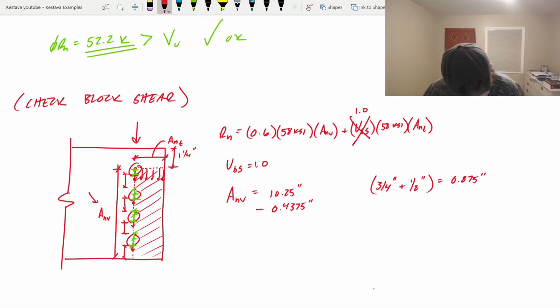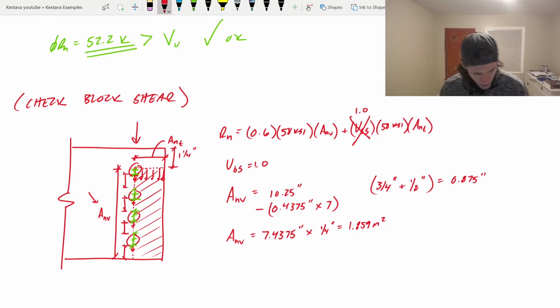So I would do 0.4375 times 7, and I'd subtract that from 10.5. That would get us A and V equal to 7.4375 inches. And remember, it's not technically A and V yet. We need to multiply by the thickness of the plate, so times 1/4 inch, 1.859 inches squared. Whew, workout.